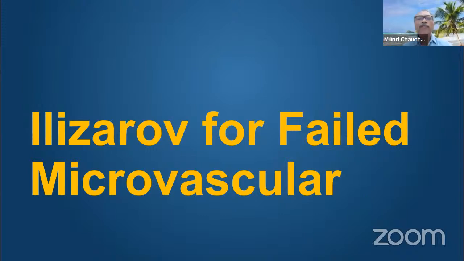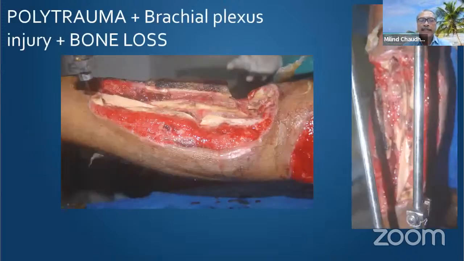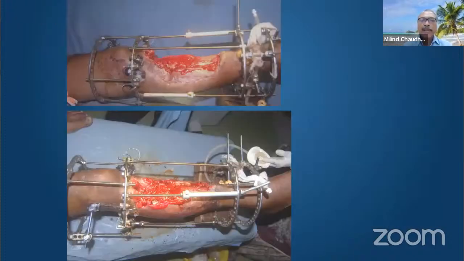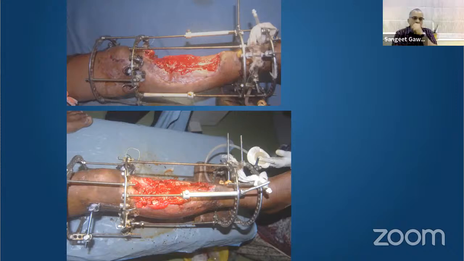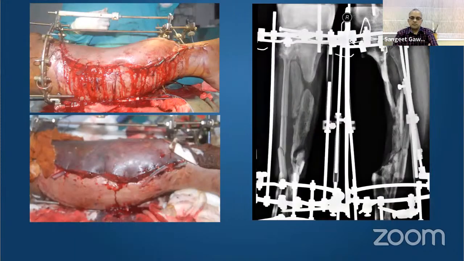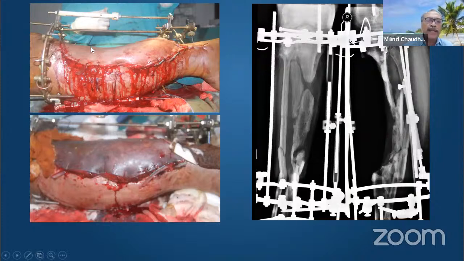So then what do you do when you have a failed microvascular? Like this gentleman who had a comminuted segmental tibia and he had a brachial plexus injury, multiple problems. So we debrided, put on the Ilizarov fixator, spanned the limb, debrided him, got him ready for the microvascular. And unfortunately, the microvascular failed. This is the picture on the second day.